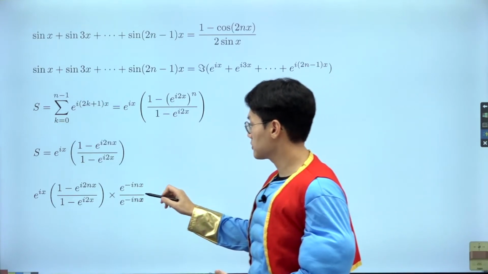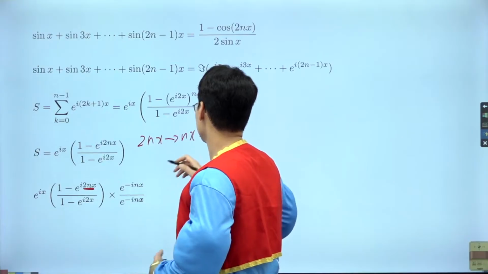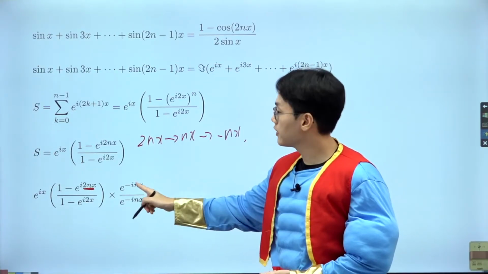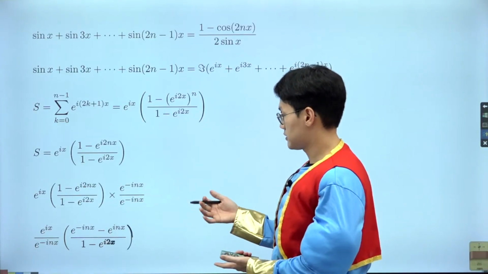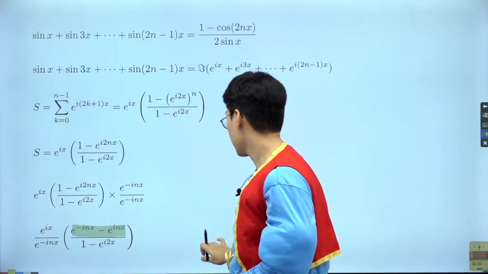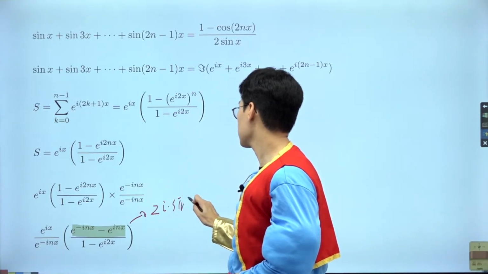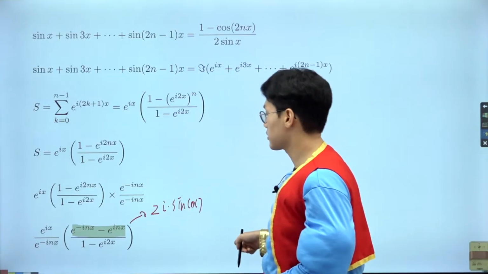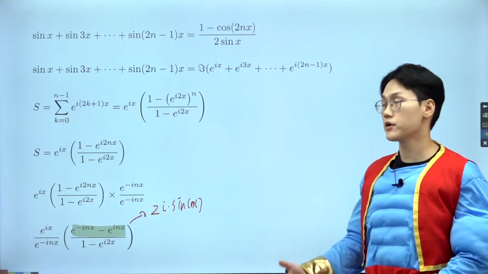So for that one, because my argument is 2nx, you halve it, and then you put the negative of that argument, which is negative nx. So then if you do the distribution, as you can see, this is what I've got. And then realizing that this is actually going to come out as 2i sine nx, very conveniently, we'll be able to find the real or imaginary part very quickly.